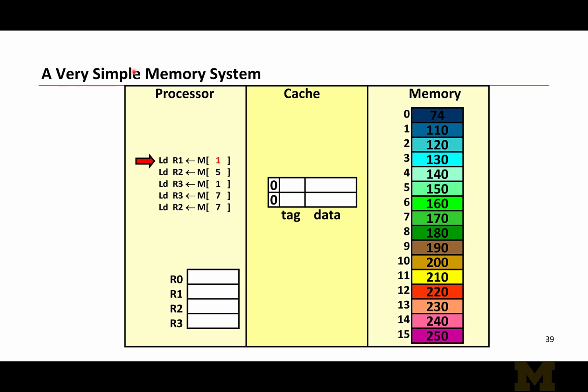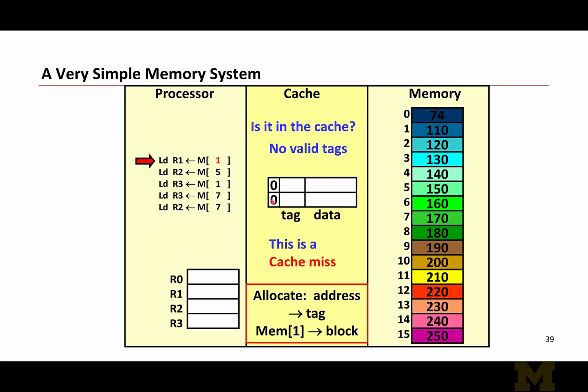So the first load instruction reads from the location 1. Is it in the cache? Well, if there are no valid tags, both of them are invalid, which means that there is no valid address 1 in the cache, and therefore it is a cache miss. Therefore I need to go and fetch the data from memory and allocate space for this address in the cache. I have enough space in the cache because there are these invalid bits. I can pick any one of those two.